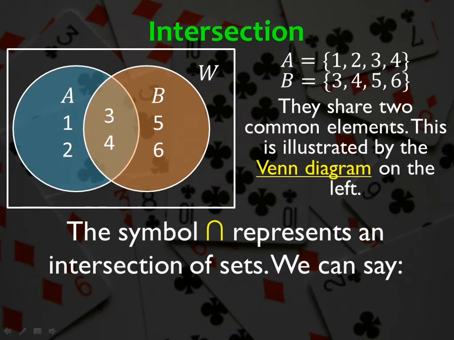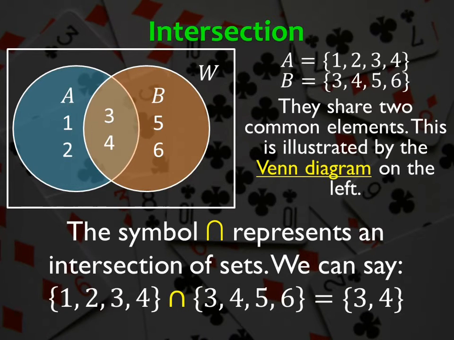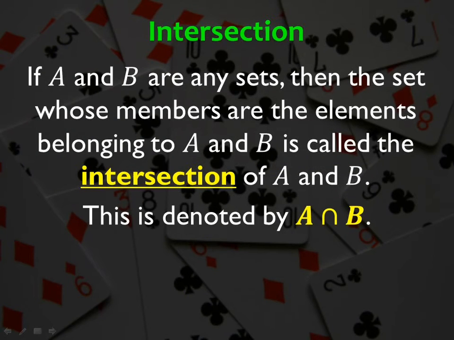The symbol, that upside down U, represents an intersection of sets. We say the intersection of sets 1, 2, 3, 4 and 3, 4, 5, 6 are the elements 3, 4, because those are the elements that are in both sets. If A and B are any sets, then the set whose members are the elements belonging to A and B is called the intersection of A and B. This is denoted by the intersection of A and B using that symbol. It looks like an upside down U or a rounded N. That symbol is the equivalent to the word and. So you say A and B, that means the elements that are in both.